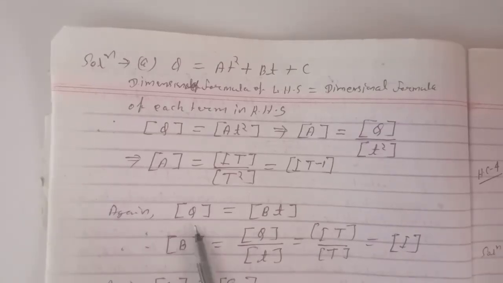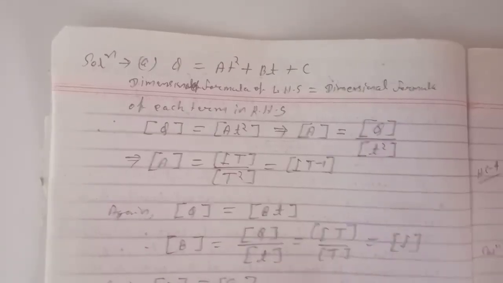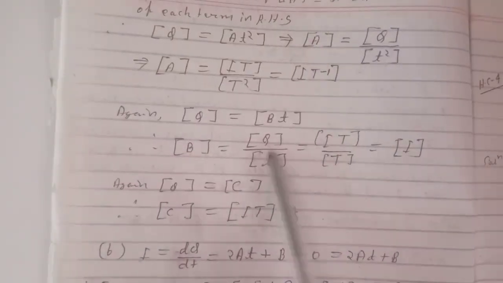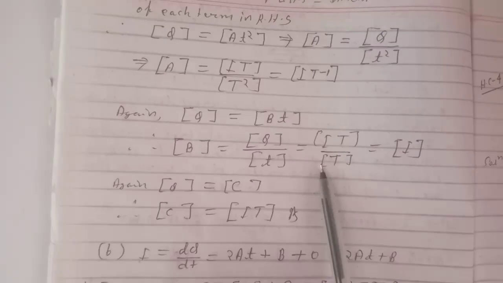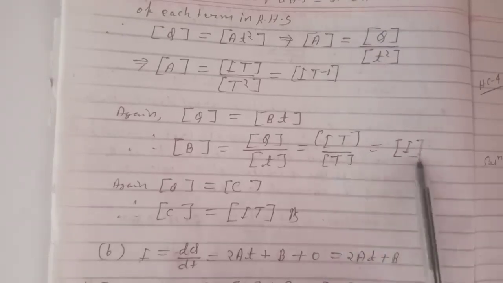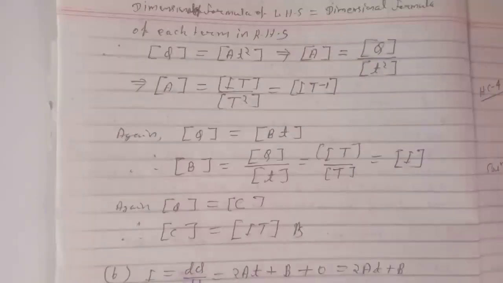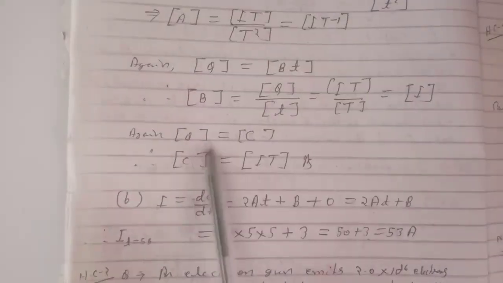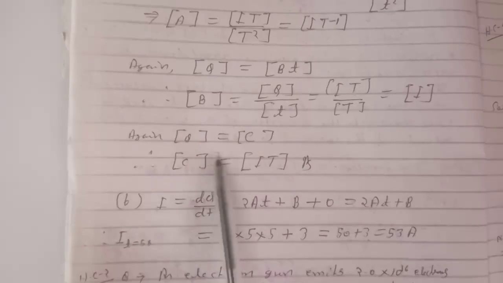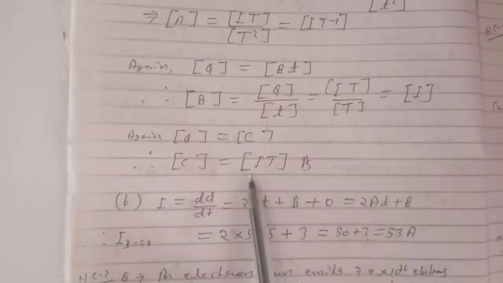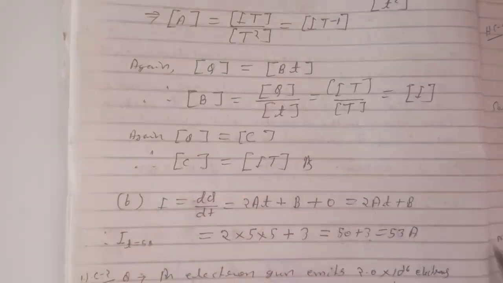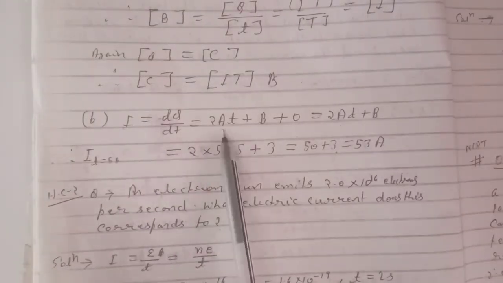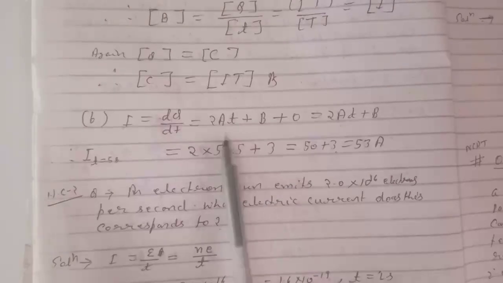And then again dimension of Q equals dimension of B T. So hence dimension of B is dimension of Q by T, and dimension of Q is I into T, so I T by T, so dimension of I. Again dimension of Q equals dimension of C, hence dimension of C equals dimension of I T. That is the answer.